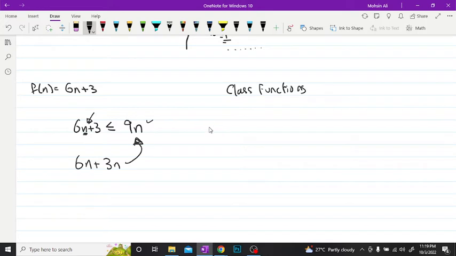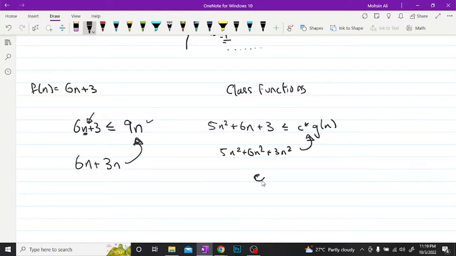For example, if I had some other question, if I had 5n squared plus 6n plus 3, sometimes c times g of n, then we would do something like 5n squared plus 6n squared plus 3n squared, and that will always give you some c times g of n function, which is always going to be greater than or equal to f of n. So that is a very nice strategy that you could use.